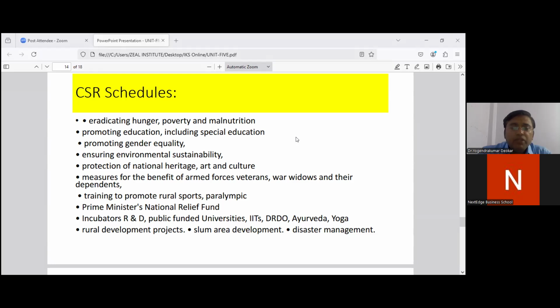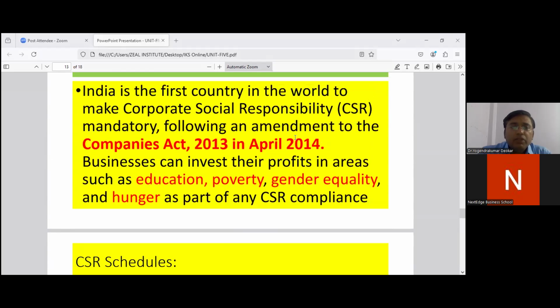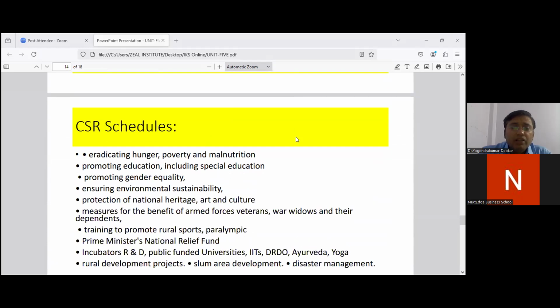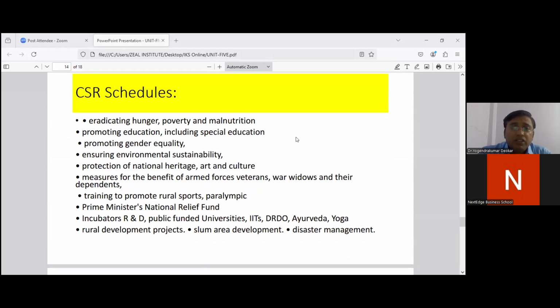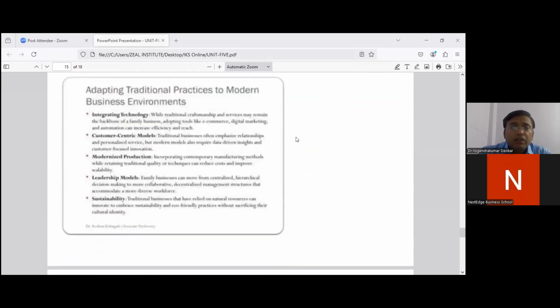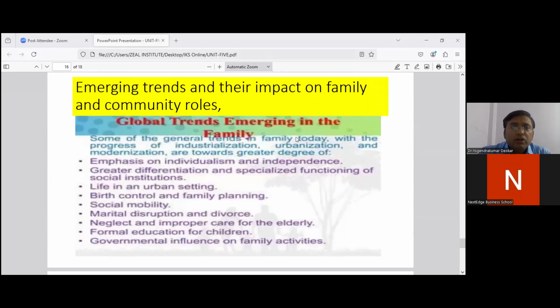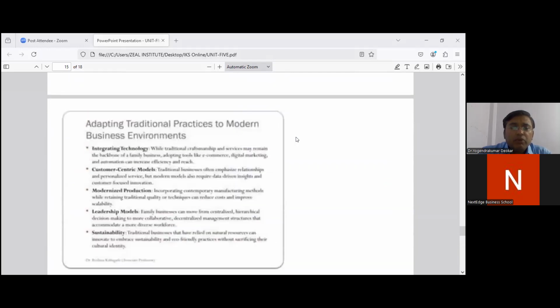These are the parameters and the areas which are given. From the examination point of view, questions may be asked such as: what is CSR, what are the areas, how can the CSR fund be utilized, what is the significance of CSR, and what are the drawbacks of CSR. Adapting traditional practice to the modern business environment is also an important aspect from the examination point of view. There are certain aspects like integrating technology, customer-centric models, modernization of production, leadership models, and sustainability. These factors are very, very important for adapting traditional practice to the modern business environment.